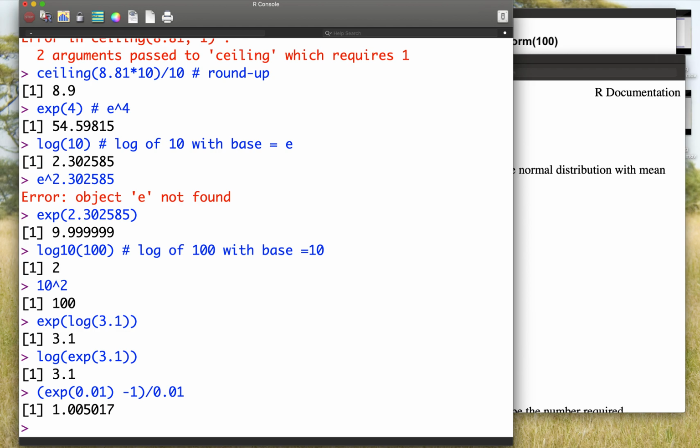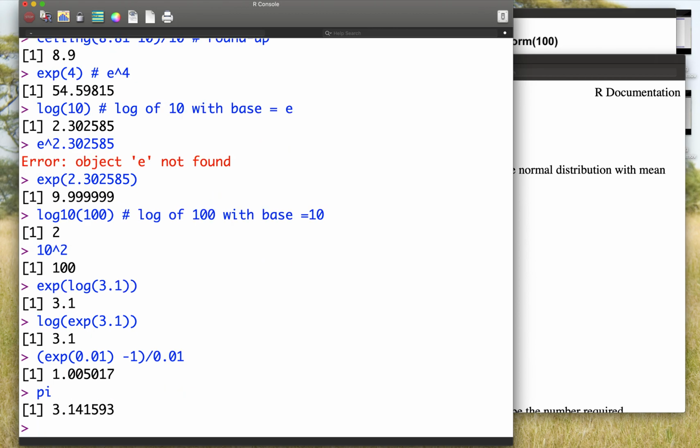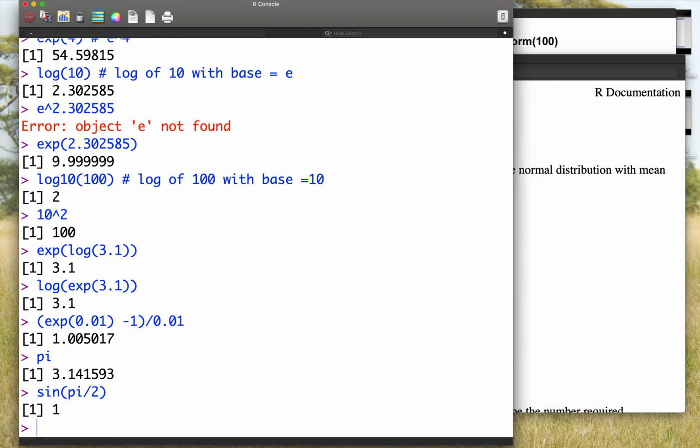Some numbers are already made. For example, pi is 3.14. So sine of pi over 2, this is 1. So sine of 90 degrees. If you really want to use degrees, then actually you have to make something. If you want to put 90, then basically we have to transform this into pi. So pi over 180, you always have to multiply.